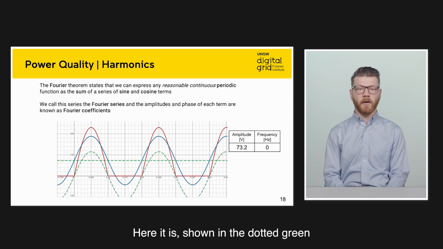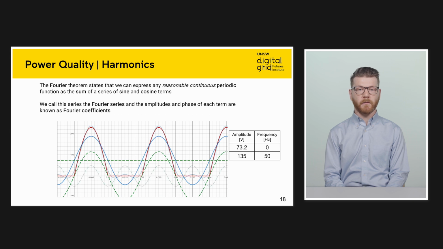Here it is shown in the dotted green line, and if we sum this component with the previous DC level, we see a net waveform shown in blue that looks a lot closer to the half-wave rectified waveform we expect to see. This new component, of course, has a frequency of 50 Hz and an amplitude of around 130 volts. But we're still not quite there. Let's add in the next harmonic.